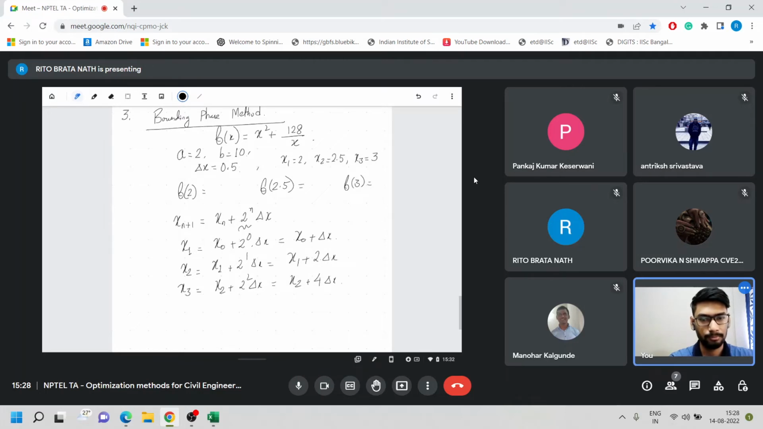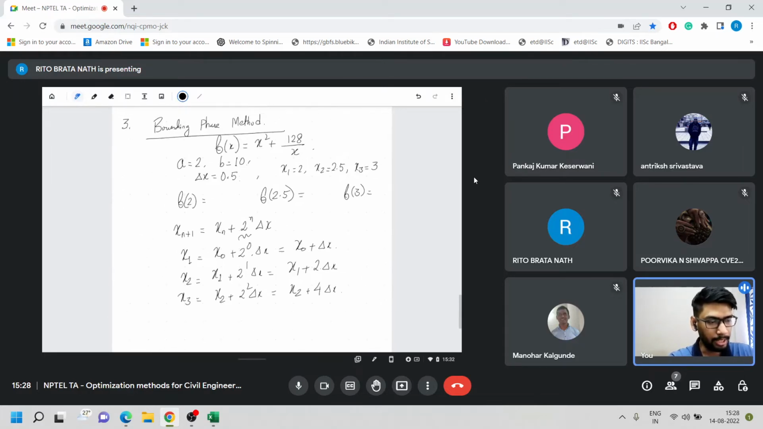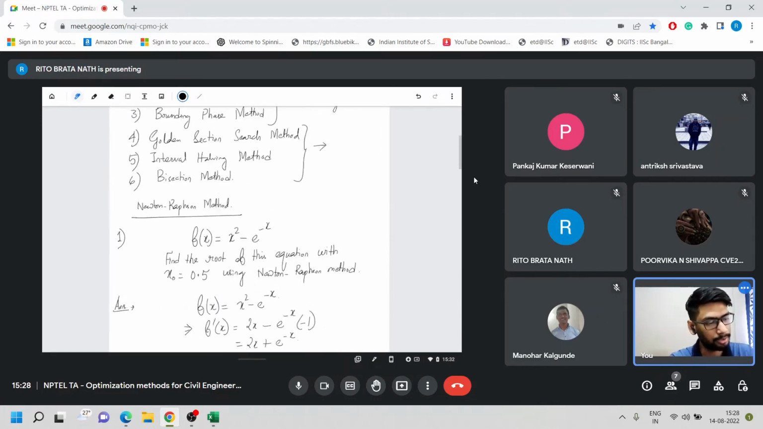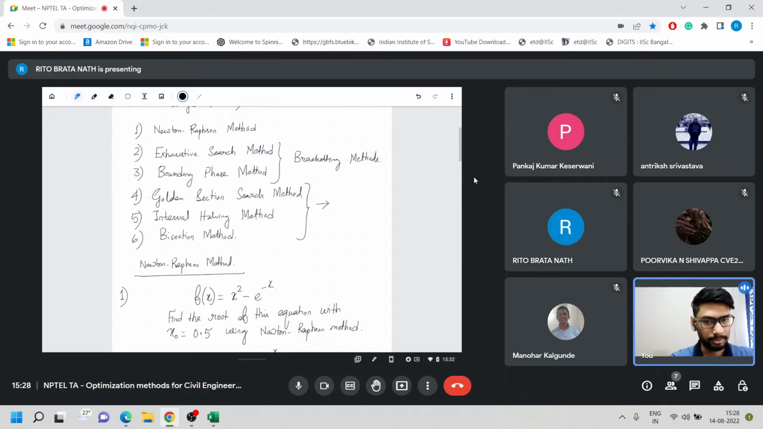Okay, so I hope there are no doubts. So let's see if we can solve another problem. I think now I'll go and solve this golden section search method problem, and the other two are pretty similar.